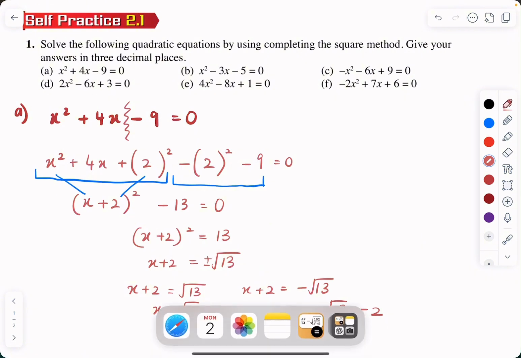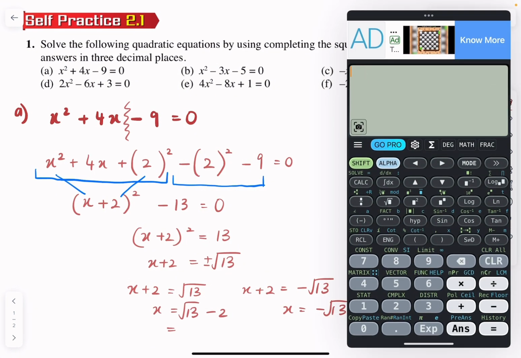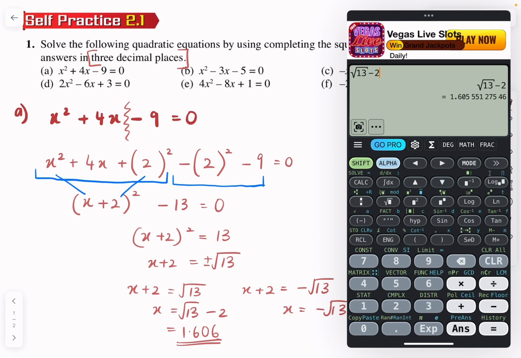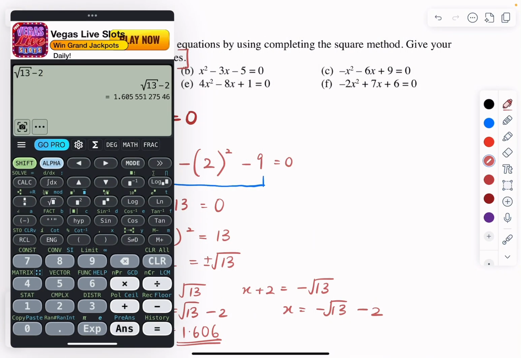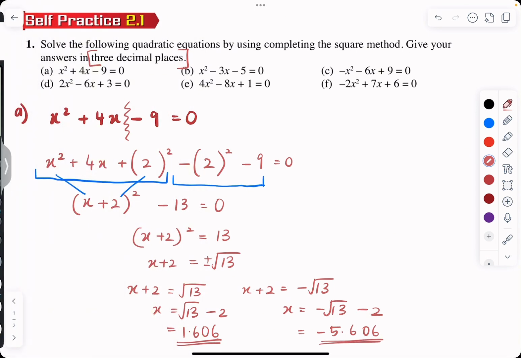So here, just type this in your calculator. Square root of 13 minus 2 gives 1.606. They want us to give the answer in 3 decimal places. The other side will be negative square root of 13 minus 2. So here it is negative 5.606. So this will be the answer for A.